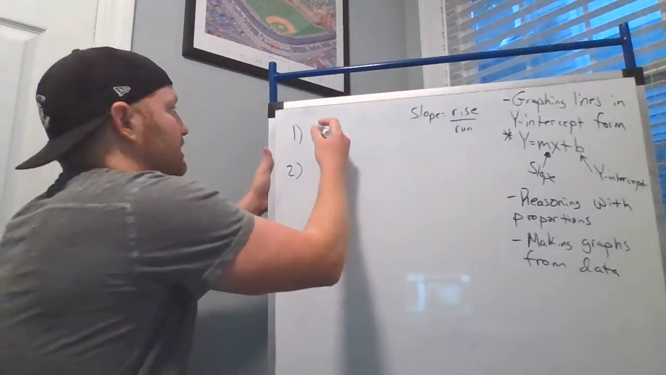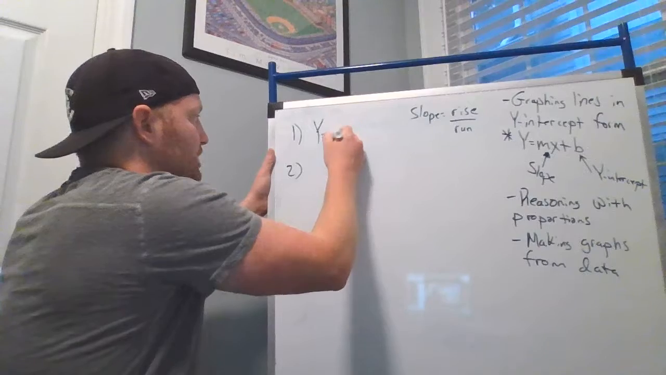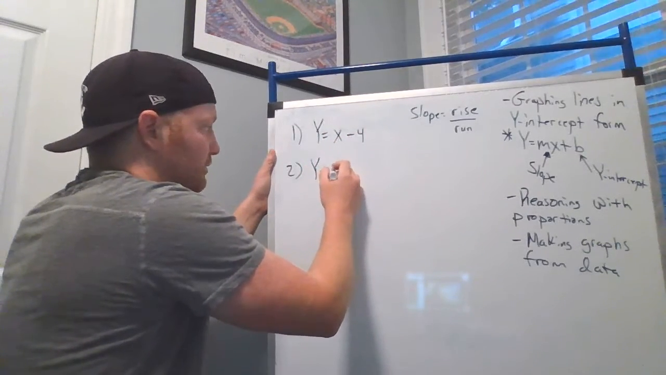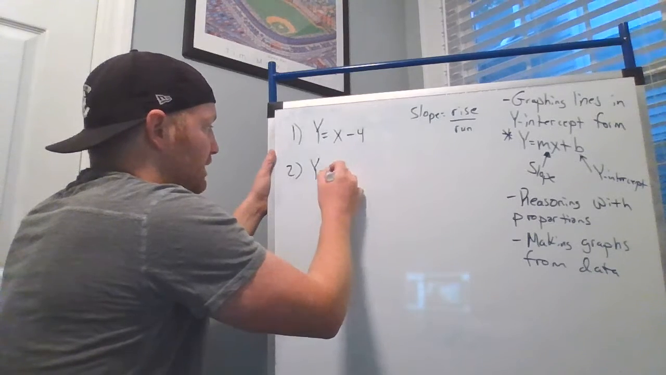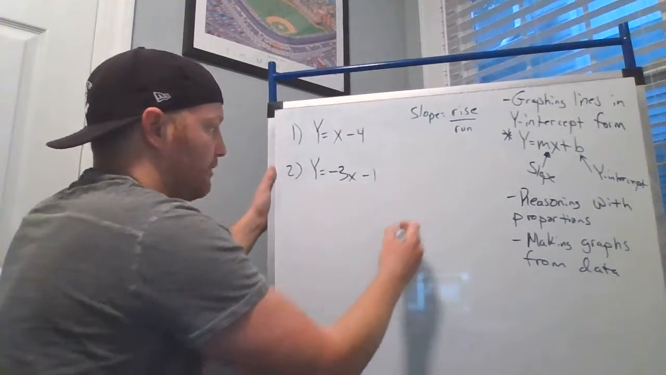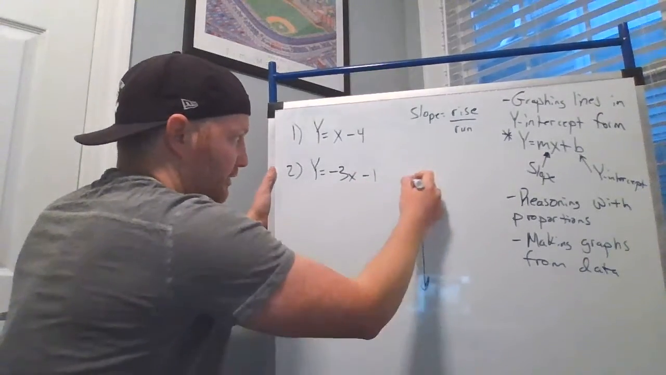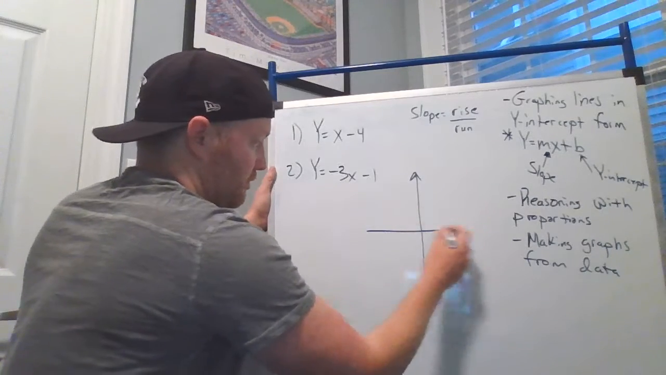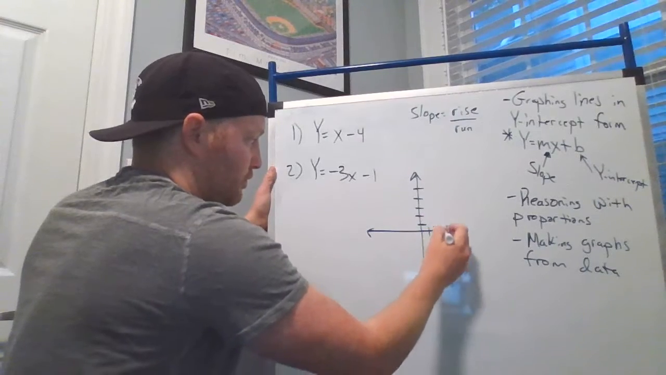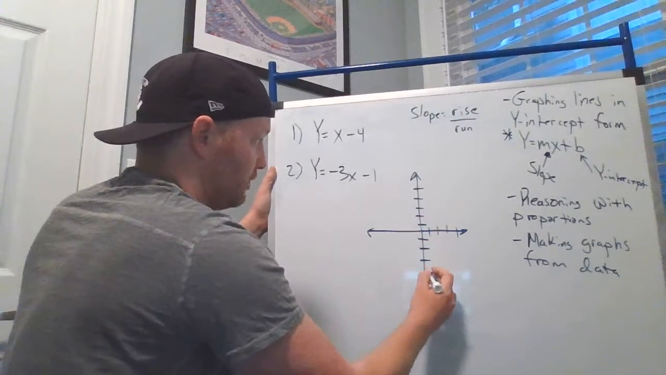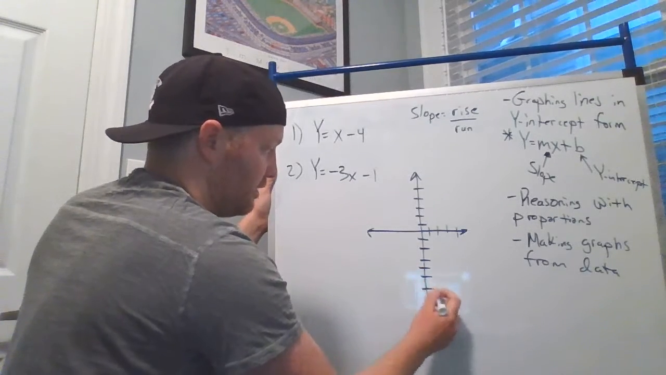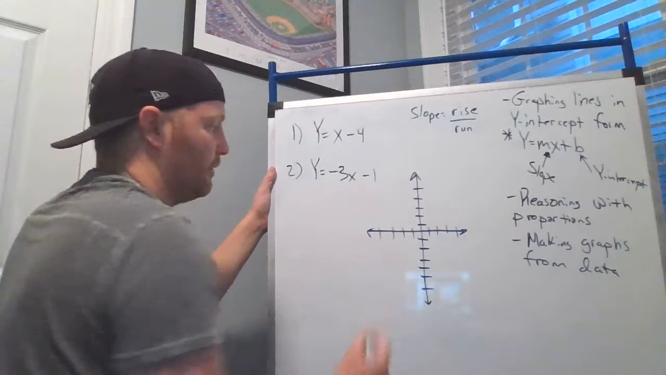Now let's do another graph. Let's say y equals x minus 4, and y equals, I don't know, let's just say negative 3x minus 1. Okay? On my little makeshift graph, 1, 2, 3, 4, 5, 1, 2, 3, 4. Let's go down just a little more just to be safe to get all my numbers. 1, 2, 3, 4. All right.